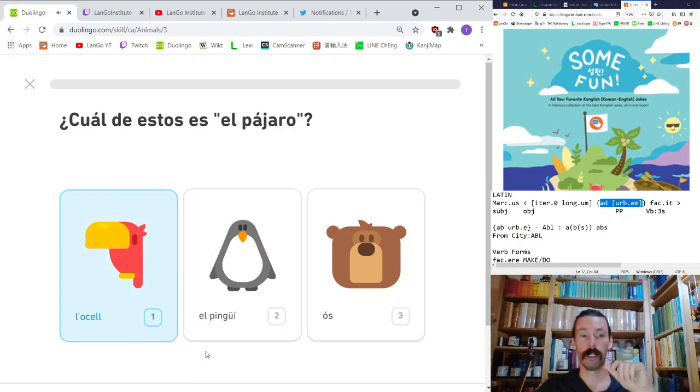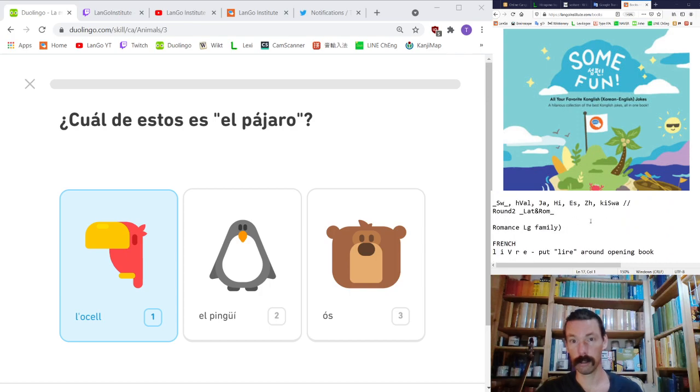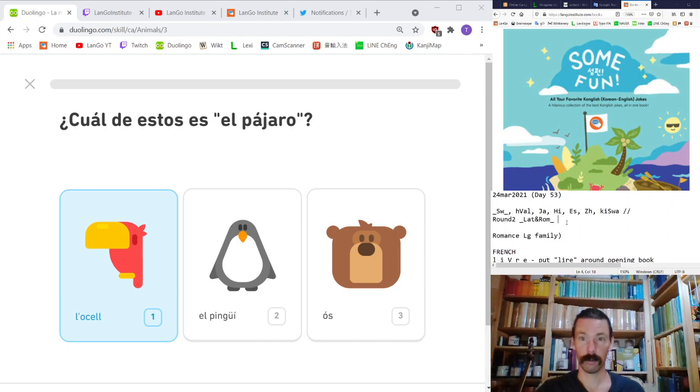L'ocell. L'ocell. O is raised to U in the tonic syllable. L'ocell. And it would be a palatal at the end. And this ocell. So we did Latin, we did French, we're doing Catalan.